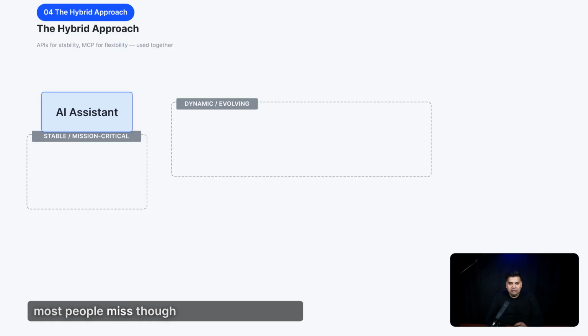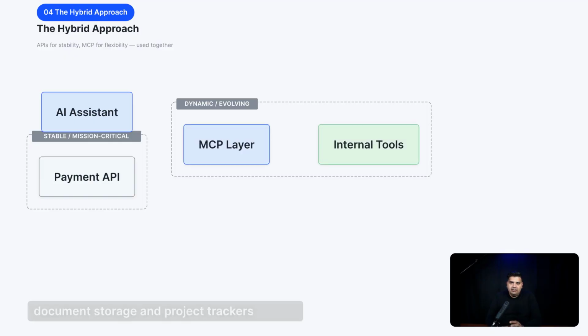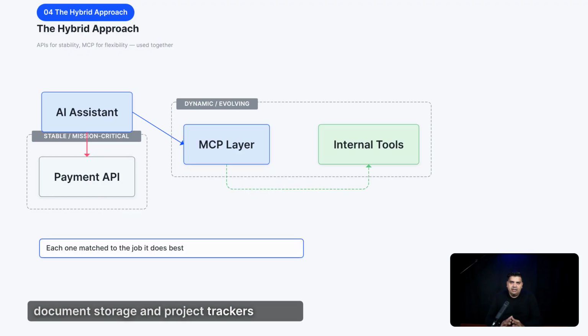Here's what most people miss, though. You don't have to choose just one. Many real systems use both together. A hybrid approach. Picture an AI assistant for a company. It uses a traditional API to connect to the payment system because that connection needs to be locked down tight with specific authentication using API keys, those secret passwords we talked about earlier. But that same assistant also connects through MCP to a dozen internal tools like calendars, document storage, and project trackers, because those tools change frequently and the AI needs to discover what's available on its own.